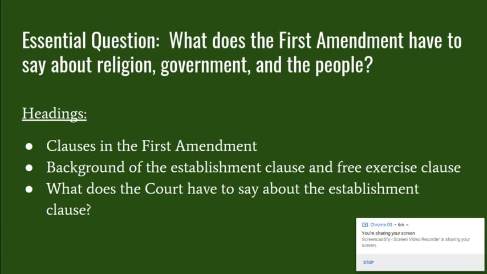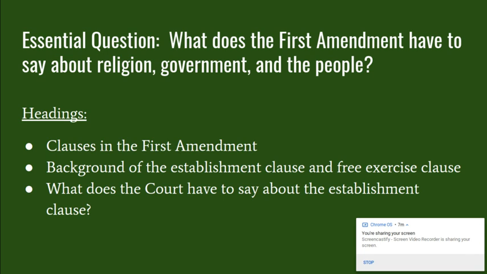So let's talk a little bit about my third bullet point, and that is, what does the court have to say about the Establishment Clause? Here's what the Supreme Court has said, because we've previously identified that it is up to the judicial branch to determine limitations. So I want to talk about the Establishment Clause first and what the court says. The court says that it prohibits government from sanctioning a church, meaning supporting a church. So the government cannot support one faith or one church over any others.